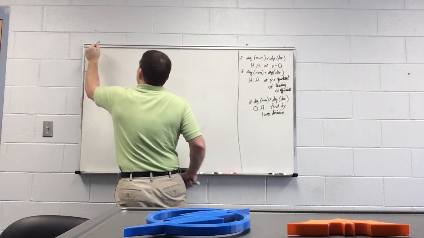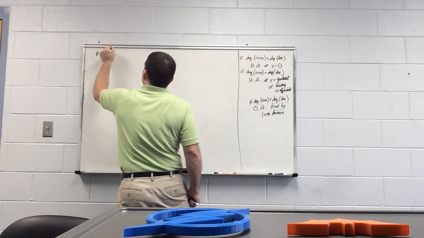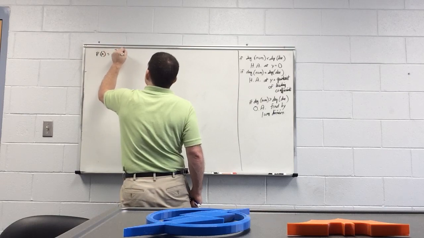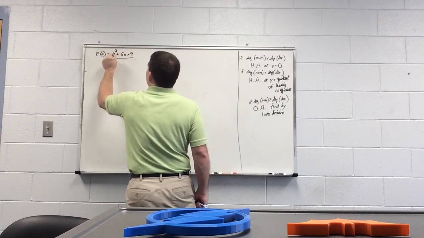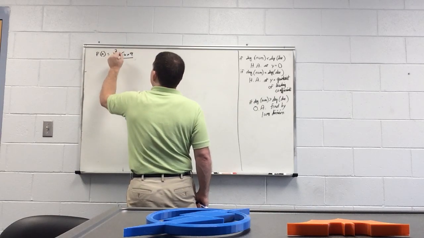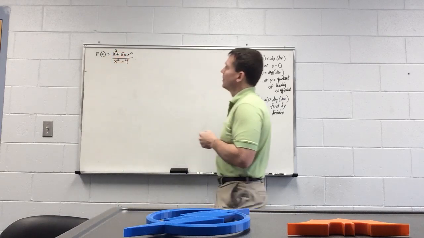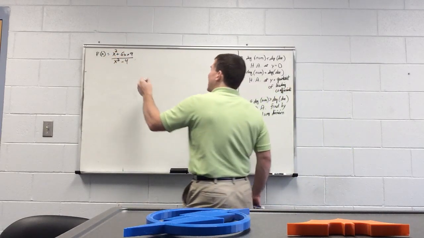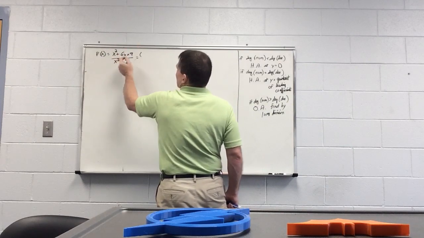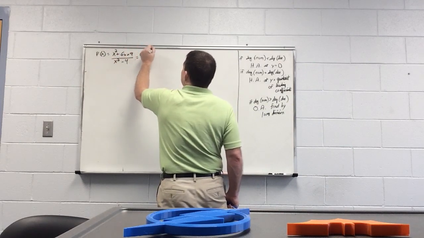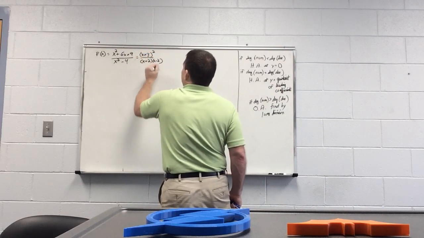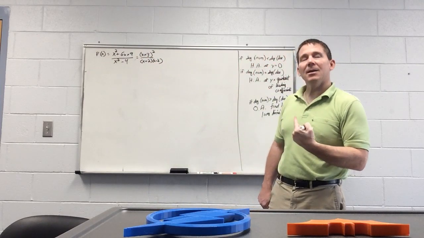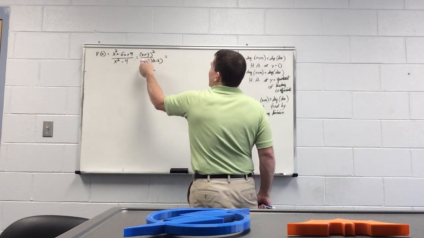Okay. So suppose we have f of x equals x squared plus 6x plus 9. Why did I do that? Over x squared minus 4. First thing I do, factor it. The top is a perfect square. It's x plus 3 squared. The bottom is a difference of squares, x plus 2, x minus 2. Nothing will cancel out to put it in lowest terms.